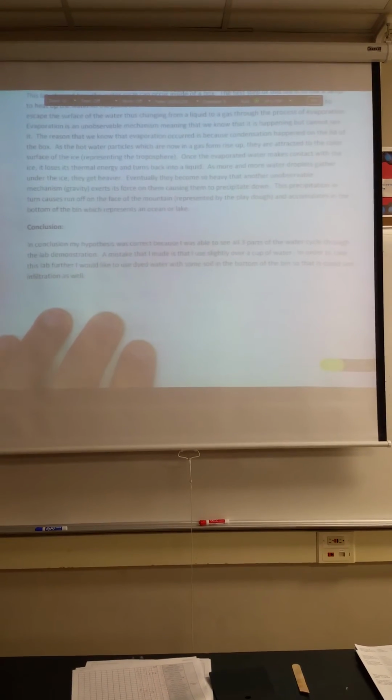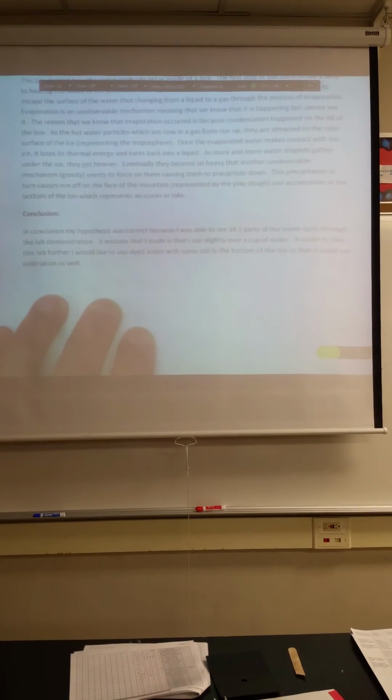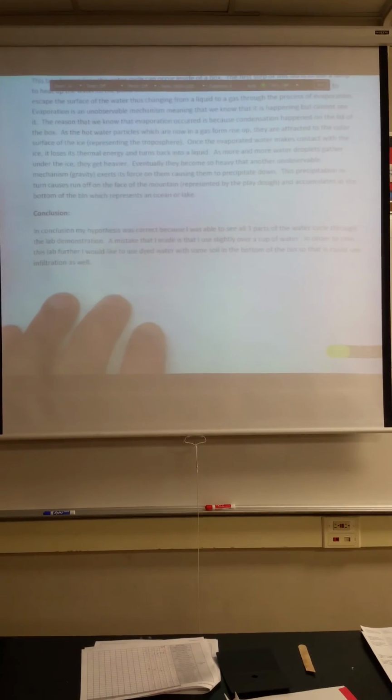And lastly, our conclusion. In conclusion, my hypothesis was correct, because I was able to see all three parts of the water cycle through the lab demonstration. The mistake that I made was I used slightly over a cup of water. In order to take this lab further, I would like to use dyed water with some soil on the bottom of the bin so that I could see infiltration as well.